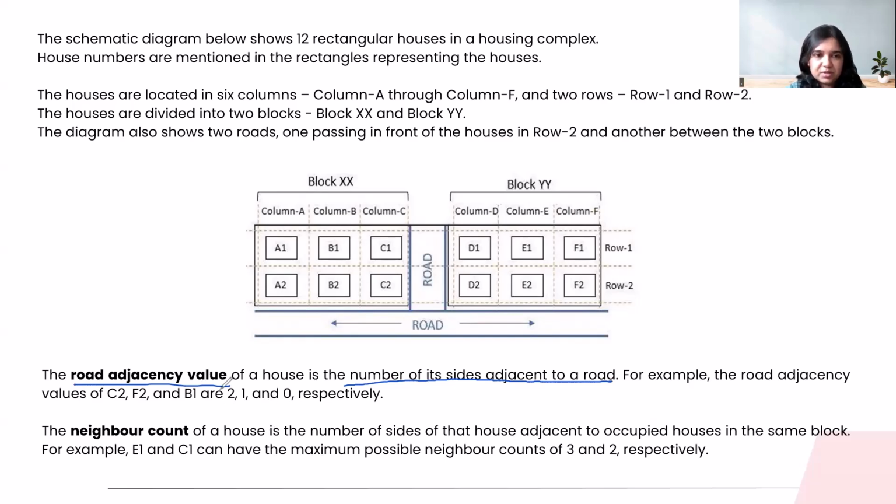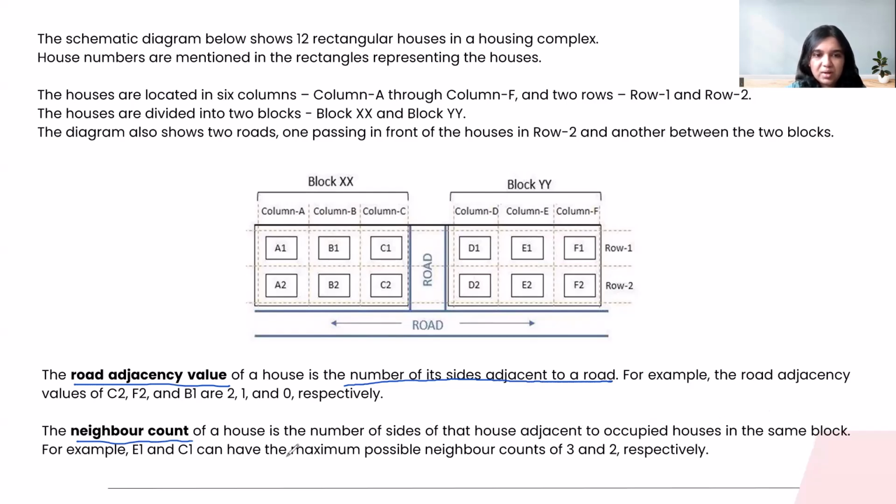There's another metric given to us, which is the neighbor count. Now, the neighbor count of a house is the number of sides of that house adjacent to occupied houses in the same block. So we're only looking at the number of sides which have adjacent houses that are occupied, in the same block, of course.